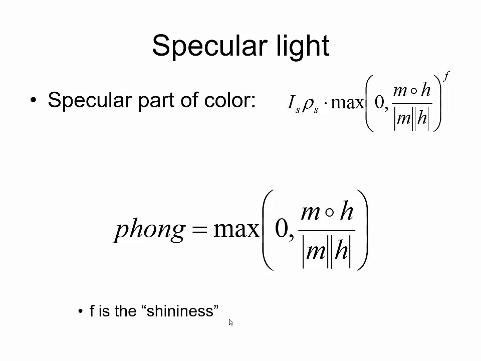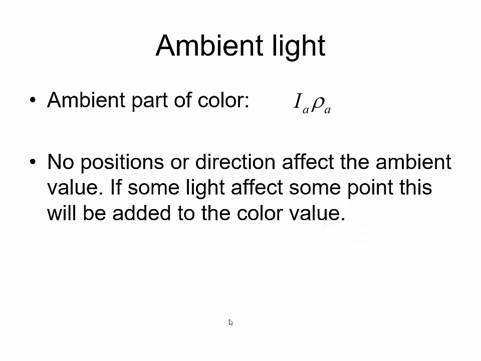Finally, in these lighting calculations, we have the ambient light. The ambient part is simply the ambient intensity of the light times the ambient value of the material. And you can see that the normal, the direction to the light and the direction to the camera, none of these have an effect. So imagine this is just a light that fills the room and comes in from every side.